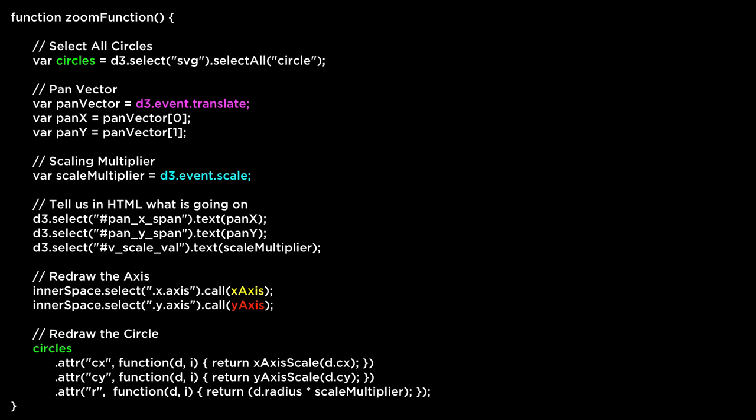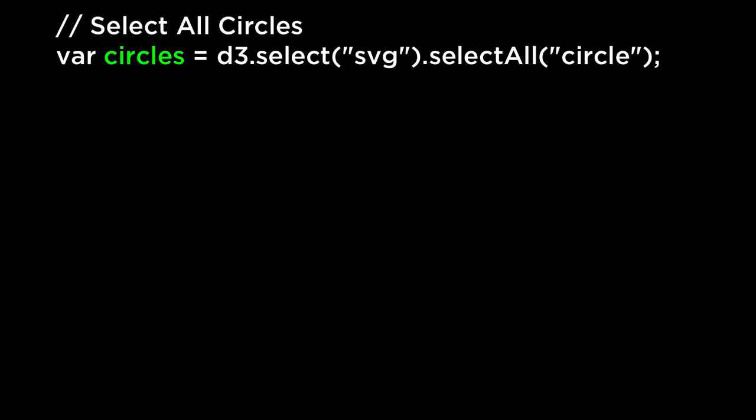The big picture overview of this function is that it figures out what scale we are on, as well as redraws the X and Y axis, as well as the circles. Let's go through it step by step. This is self-explanatory. We create a selection of all the circles inside of the SVG viewport. We will use this selection to update the attributes later in the function.